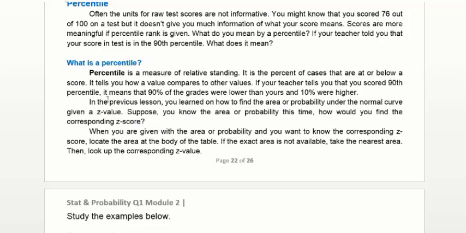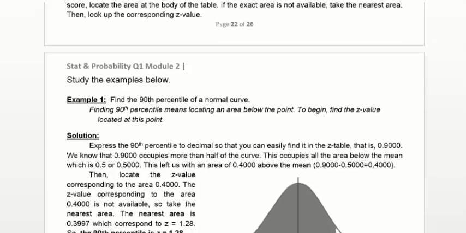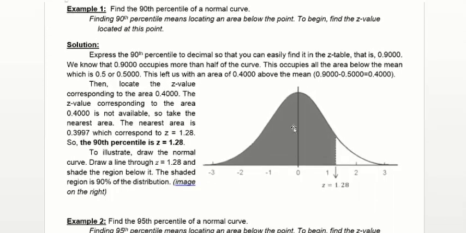So, next. In the previous lesson, you learned how to find the area of probability under the normal curve given a z-value. Suppose you know the area or probability this time. How would you find the corresponding z-score? It's the other way around now. When you are given the area or probability and you want to know the corresponding z-score, locate the area at the body of the table. If the exact area is not available, take the nearest area. Then look up the corresponding z-value. Again, if we just read this, it will be hard, so let's try out some examples to see how it's really done.